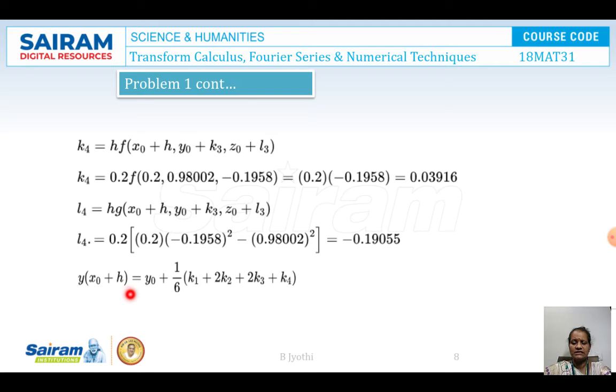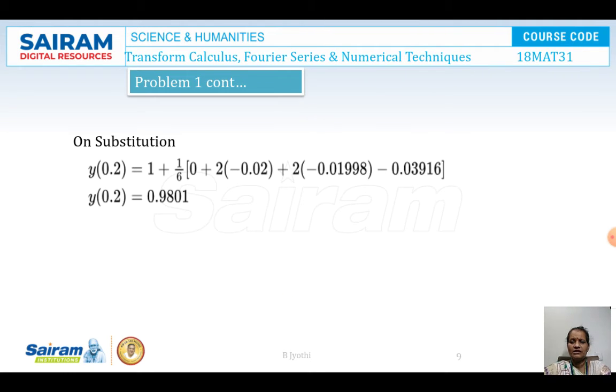So after computing all the values of k's and l's, we need to find what is y1, that is y of x naught plus h. It's given by the formula y naught plus 1 by 6 into k1 plus 2k2 plus 2k3 plus k4. Now on substitution of all the k values, we get y of 0.2 is equals to 0.9801. This is the value of y of 0.2.